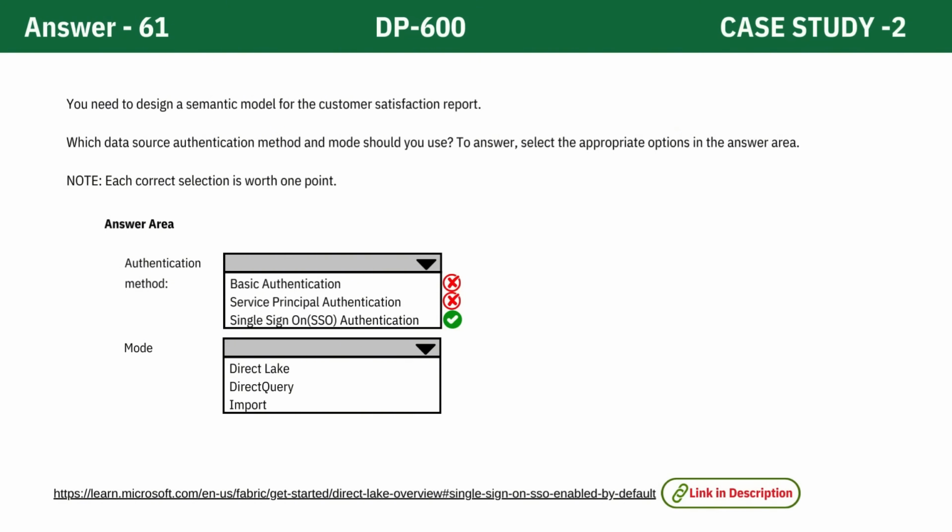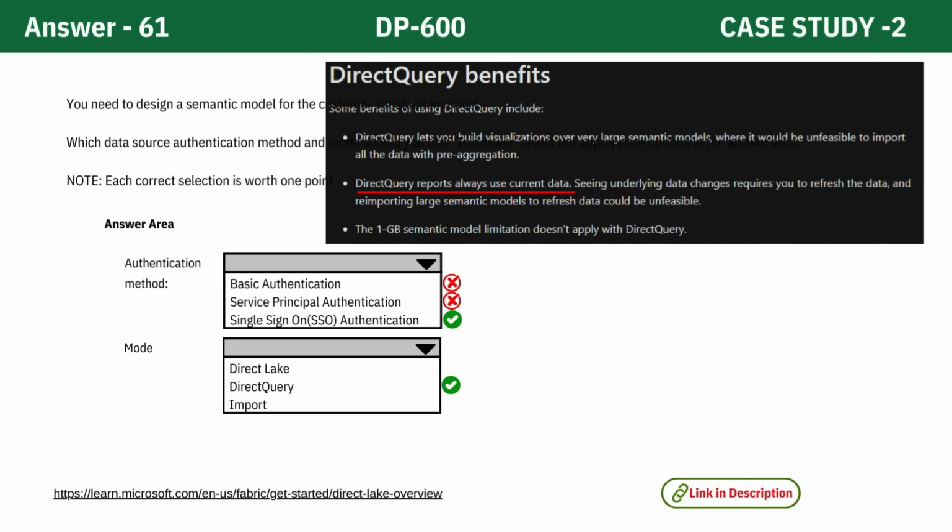Thus, it is an incorrect choice. Mode. Direct query is chosen because it ensures that the data displayed in reports is as current as possible by querying the data source in real time whenever the report is accessed.